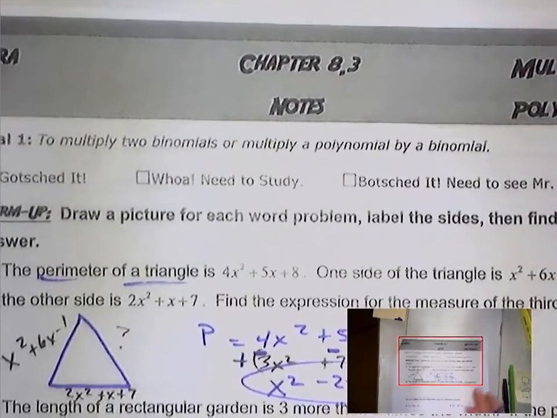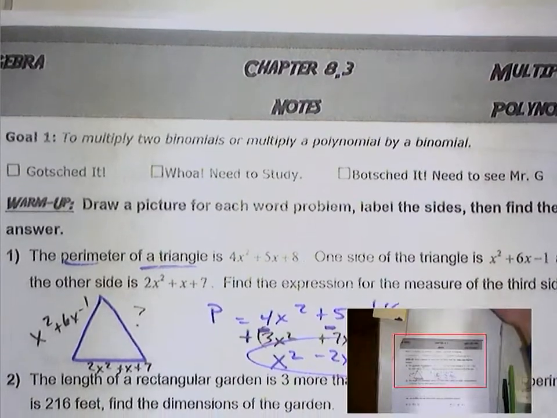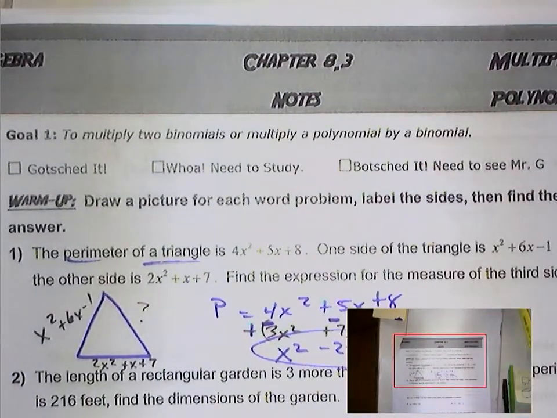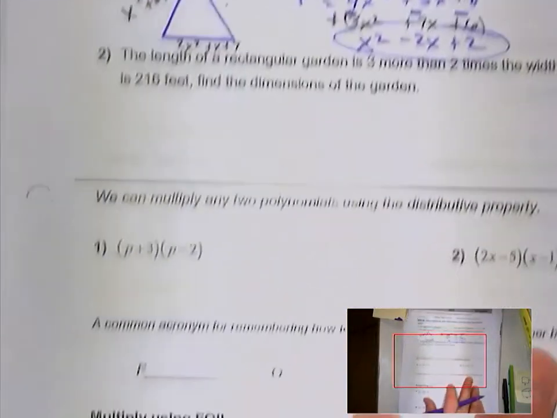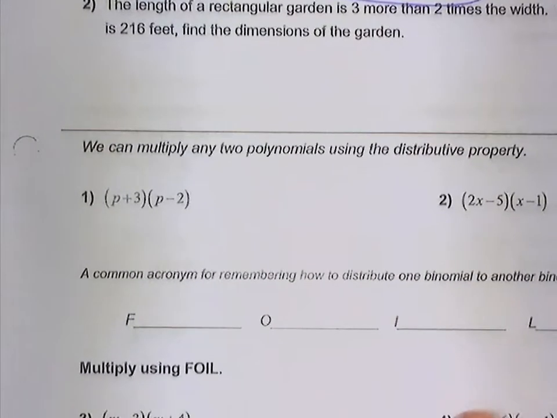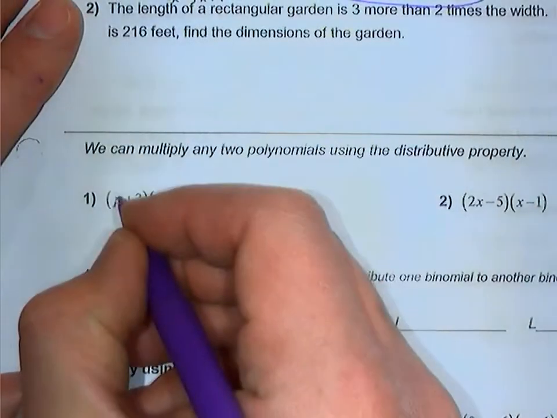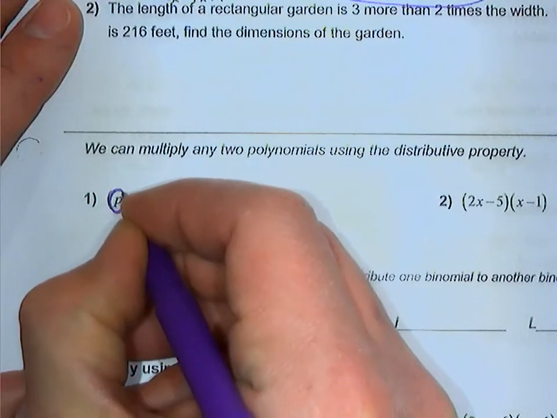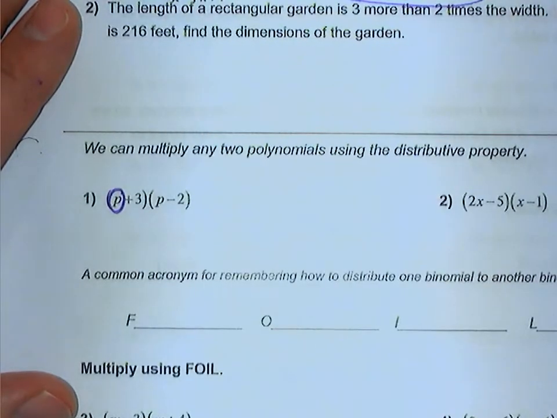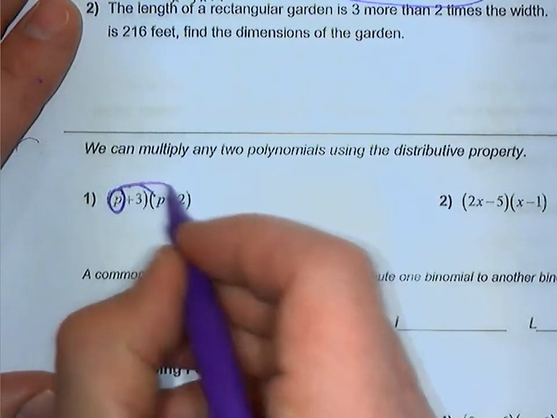Ladies and gentlemen, we're going to do Chapter 8.3, multiplying polynomials. And that's our goal for today. So it says here, we can multiply any two polynomials using the distributive property. Okay? So if I do example number 1, I'm going to take this p, and I'm going to multiply it to each one of these guys.